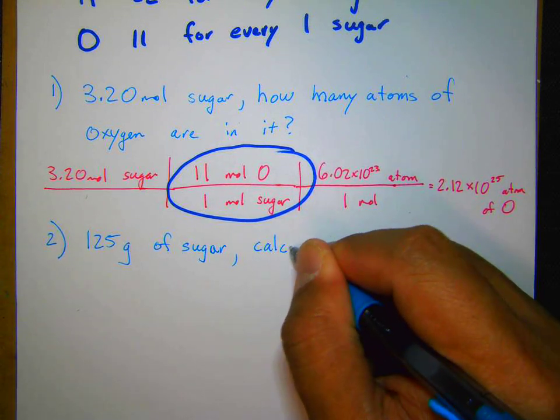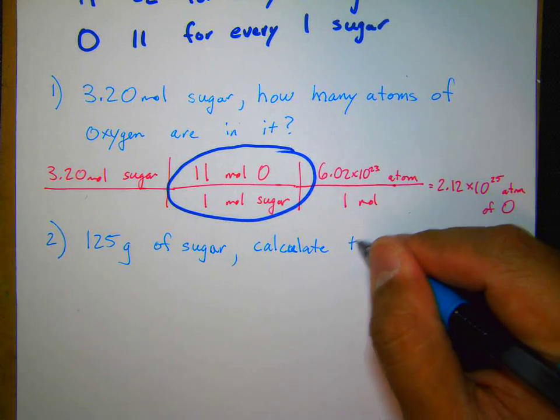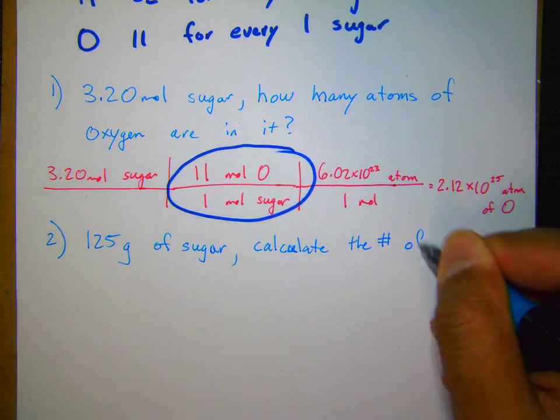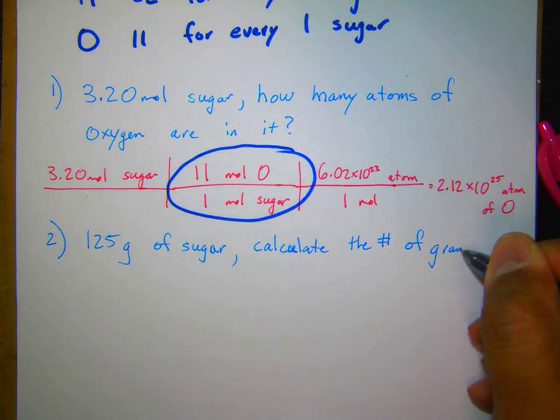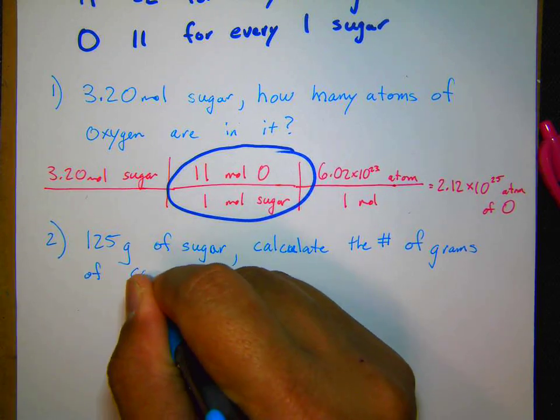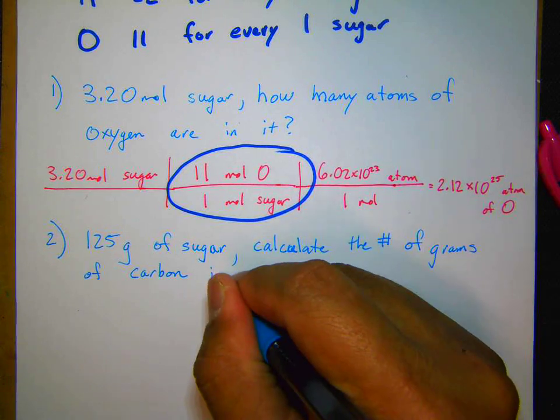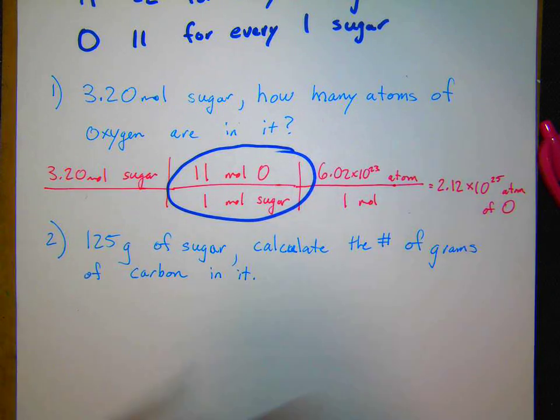You should be able to calculate the number of grams of carbon in there. Okay, again, we're trying to find out how many grams of this 125 grams is carbon. So we got 125 grams of sugar. It contains carbon, hydrogen, and oxygen. So we're trying to figure out what part of that is just carbon. You see what we're doing here?